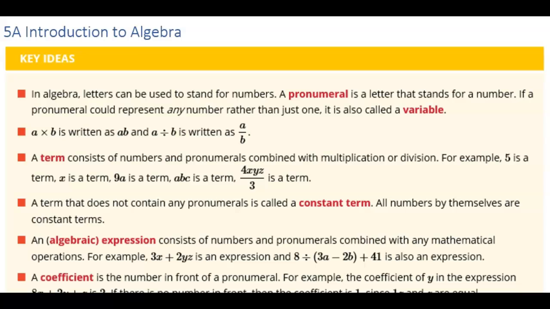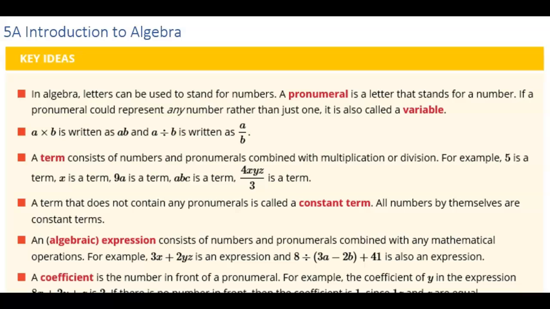So if we wanted to work out the sum of our ages, it would be A plus B. But that letter A actually stands for my age, which is 37, and B stands for your age, which is 12. So if we were to add them together, we would have 37 plus 12, which is 49. So a pronumeral is a letter that stands for a number. If we wanted to do the difference between our ages, it could be A minus B, so 37 minus 12. You could do twice my age, which would be 2A. So that's just what a pronumeral is.